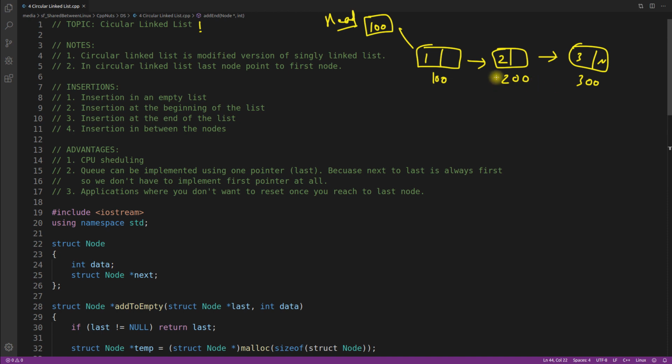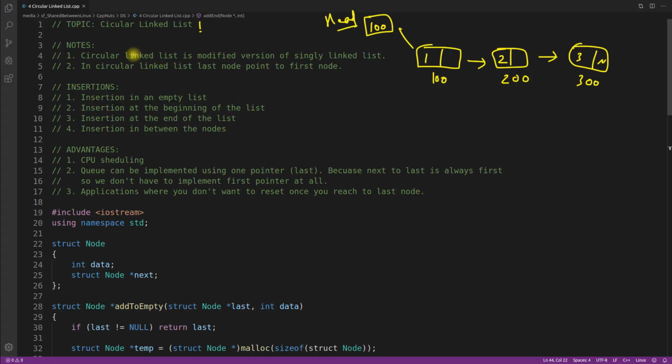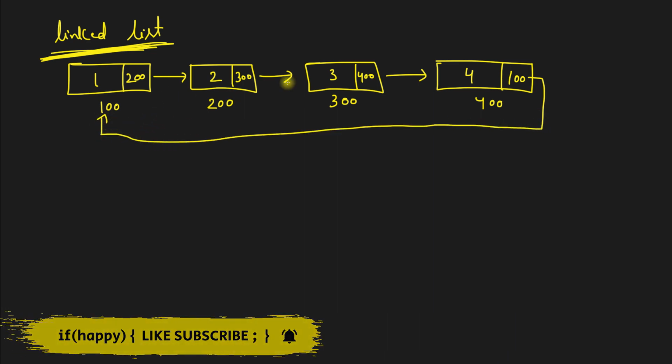I have a diagram for you. So this is your diagram, and this is a linked list. We know that the last one stores null or 0. But in a circular linked list, the last node points to the first one. This is the only difference between a single linked list and a circular linked list. Instead of this null, you will point to 100, which is nothing but this first node again. So can you see this? Now you have a circular linked list.